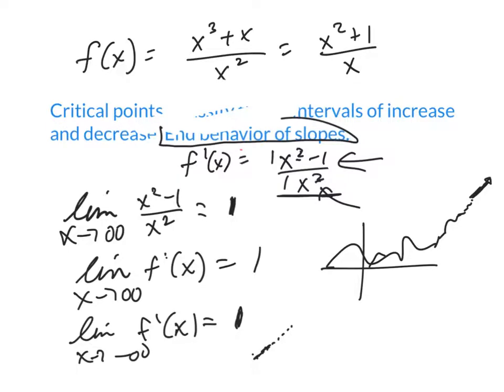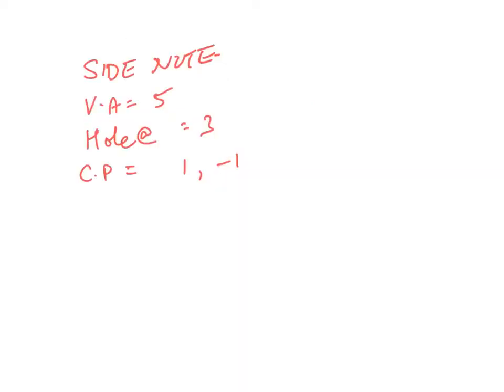And this calculation actually supports the idea that there is a linear oblique asymptotic behavior. So we'll bring this all together at the end.